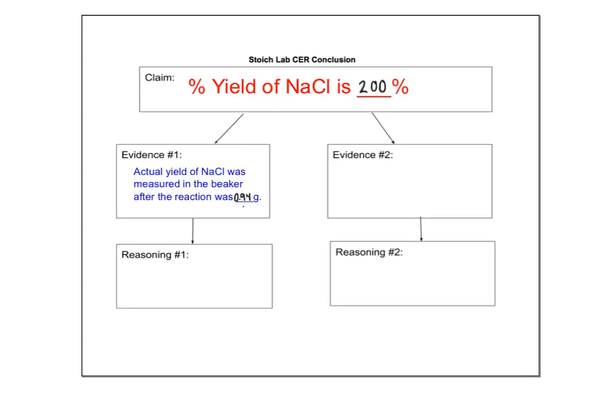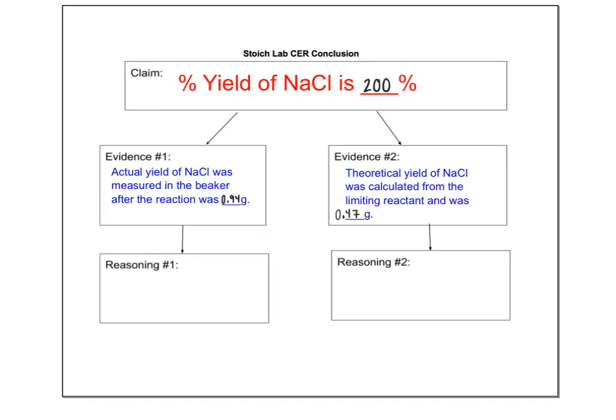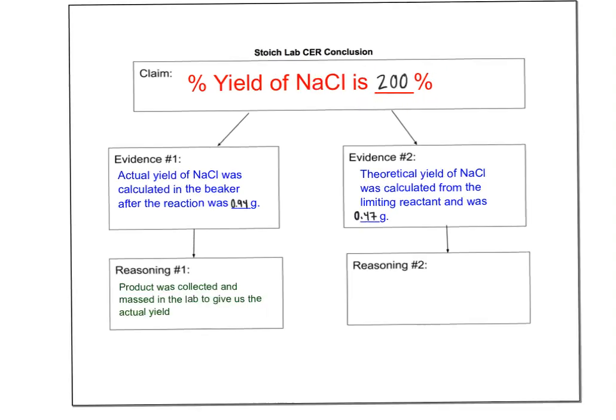Evidence is any numbers that helped me directly get that 200. So the two numbers I used to get that 200% were actual yield and theoretical yield. So my first piece of evidence, the actual yield of NaCl was 0.94 grams. My second piece of evidence is all about theoretical. The theoretical yield of NaCl was 0.47, and that was calculated from the limiting reactant, right? It's all about the superstar. So there are my two separate pieces of evidence, actual and theoretical. Both of those are the numbers I needed to calculate this 200%.